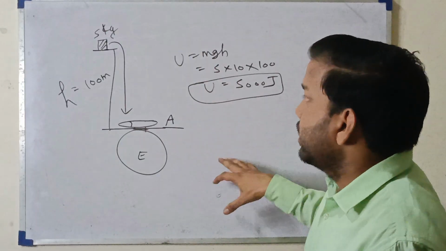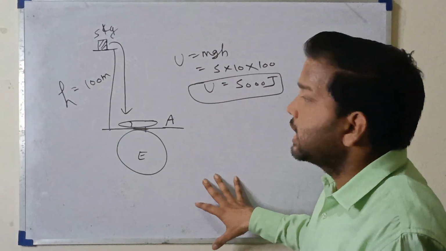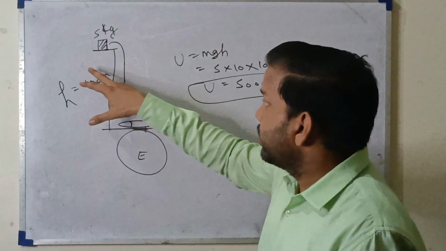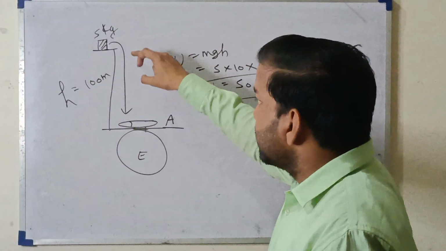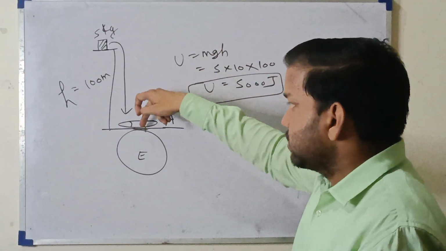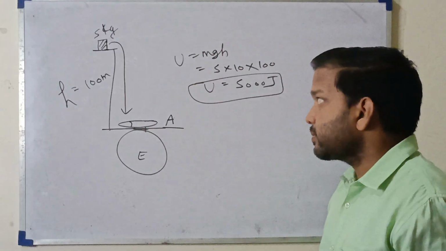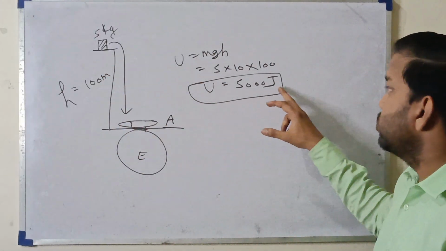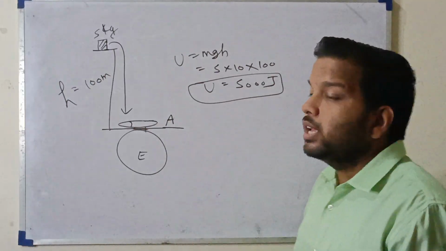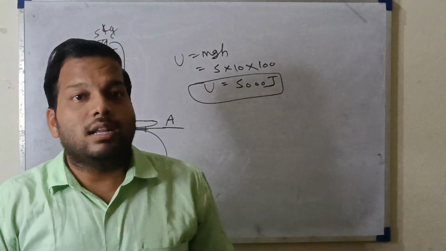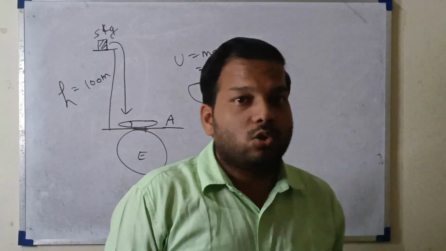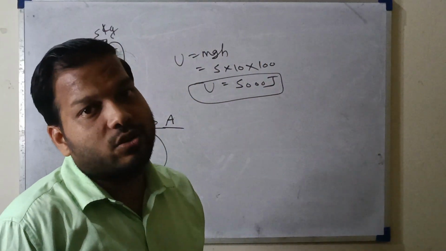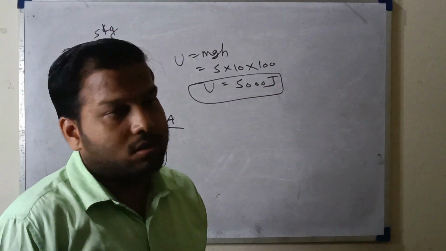Okay, and how can you prove this object has energy? Because when you drop this object towards the earth, this object hits the man and injures him. It means it has energy. Which amount? 5000 joule. So it means this body has energy, and in this case this U is known as gravitational potential energy.